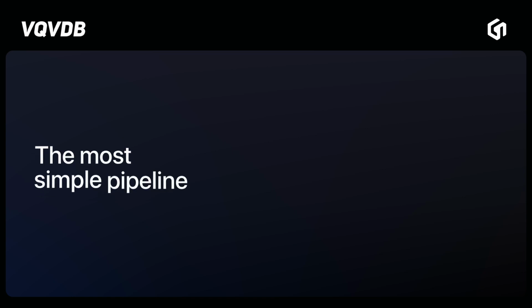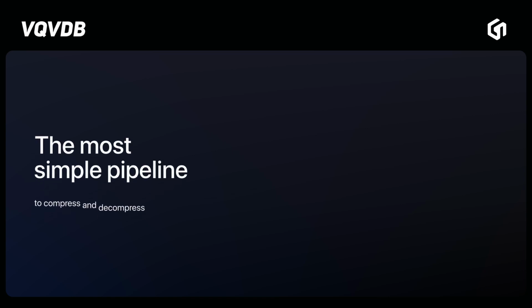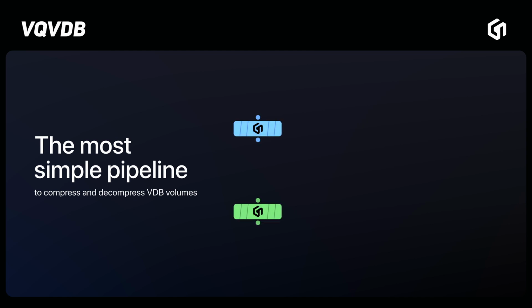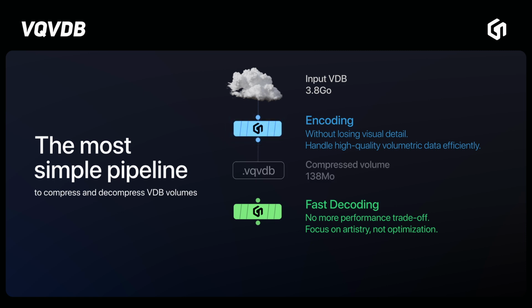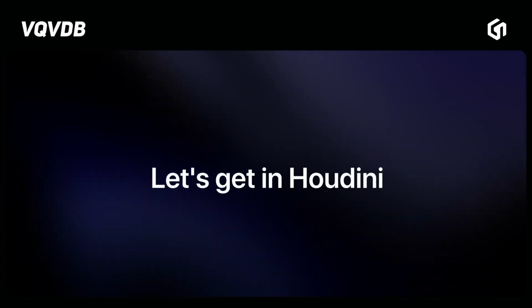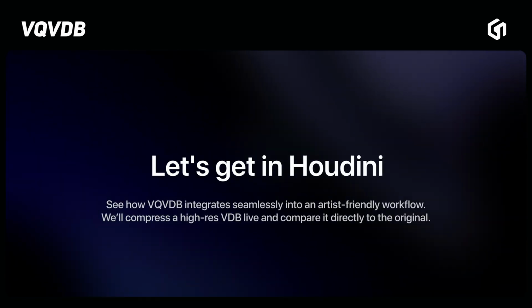Since this tool is designed for artists, I wanted to make the most simple possible pipeline in order to compress and decompress VDB volume. As you can see, there is only two nodes, one encoding and one decoding. You can simply input the VDB into the encoding, it will compress the file into a .vqvdb format on disk, and then you can use the decoding node in order to pick that VQVDB file and decode it straight into Houdini. Let's open Houdini and see how that works in practice.